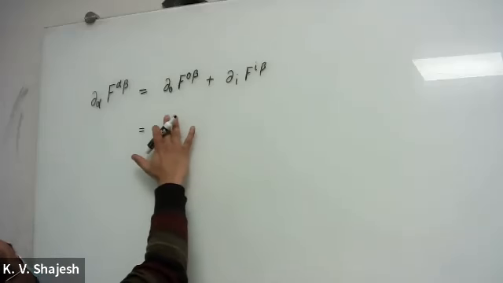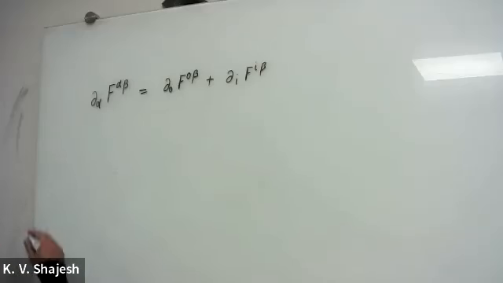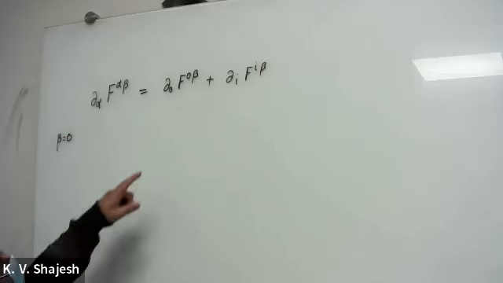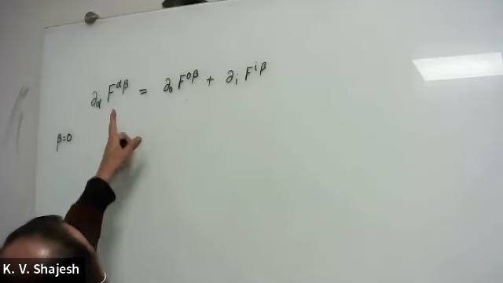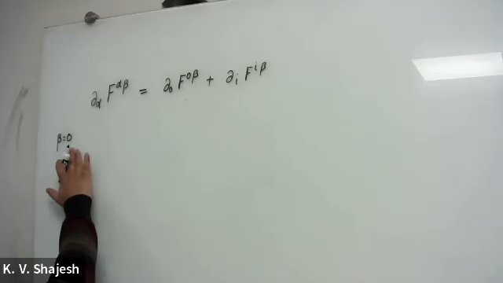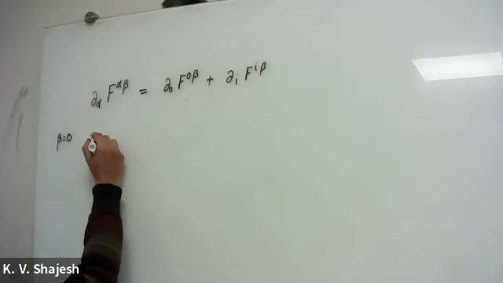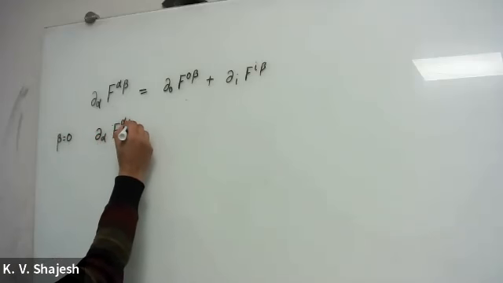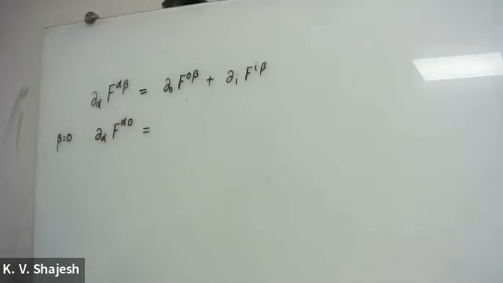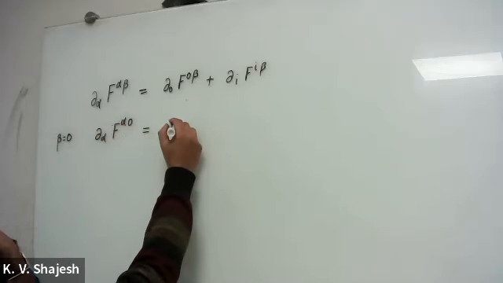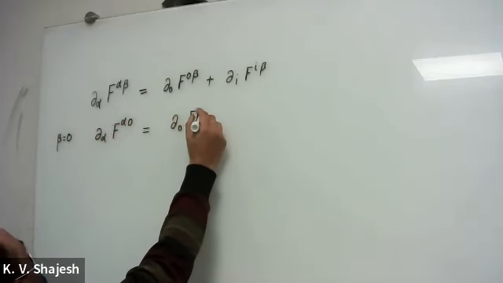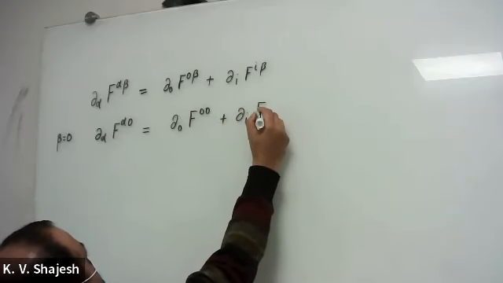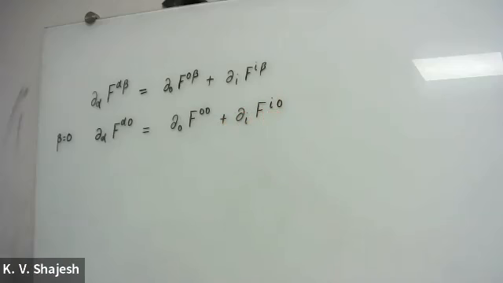Yeah, so how about this? Let's say beta is equal to 0. Is there any information? First, let's say beta is equal to 0. Then this is nothing but D alpha F alpha 0. Set beta equal to 0, and this is D0 F0 0 plus DI Fi 0. Is that clear?